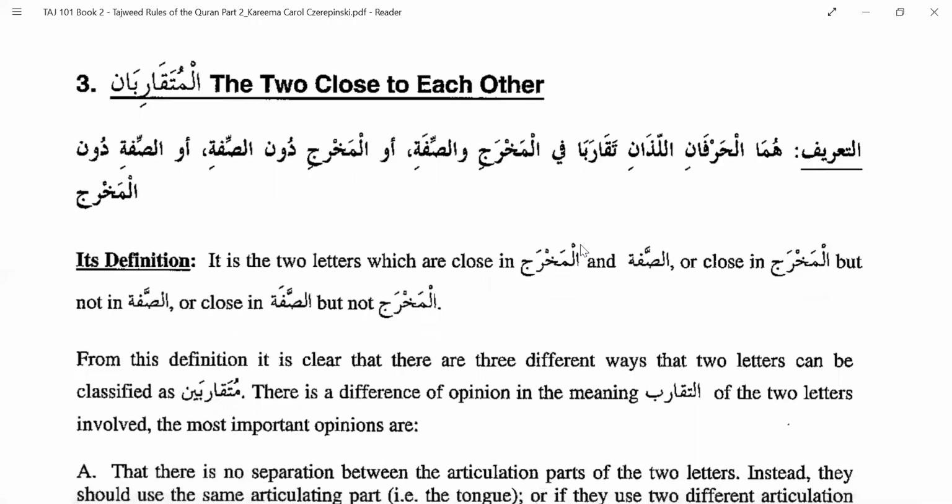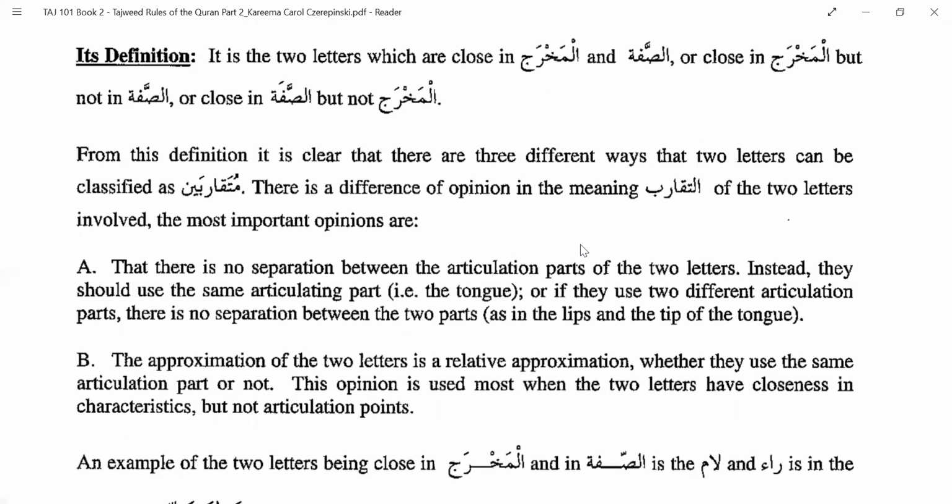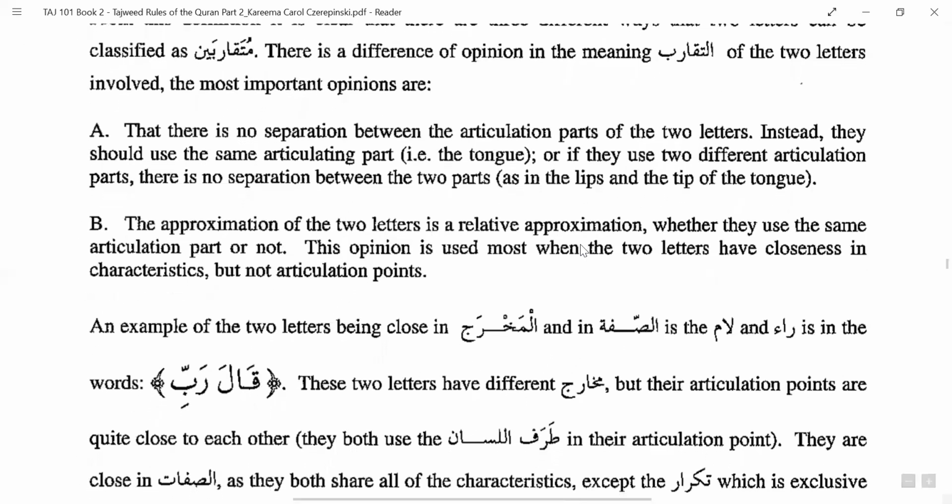The next is mutaqariban. They're qareeb, they are near in makhraj and sifat, or they are either only near in makhraj or only near in sifat. Now with this, there are three ways they can be mutaqariban, right? Either both makhraj and sifat are close, or only makhraj is close, or only sifat is close.